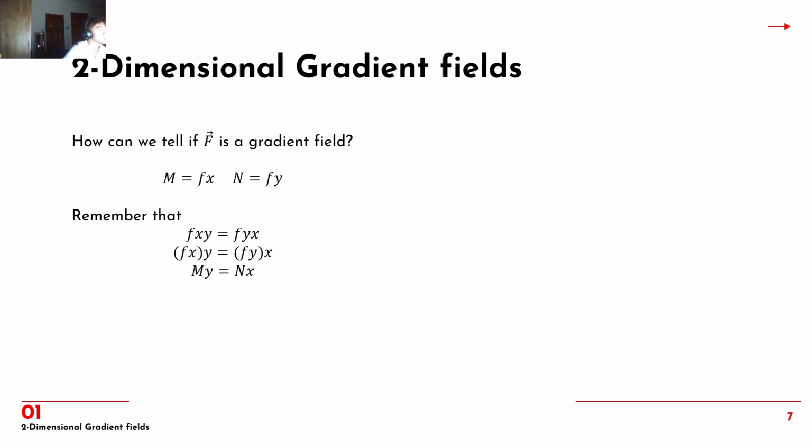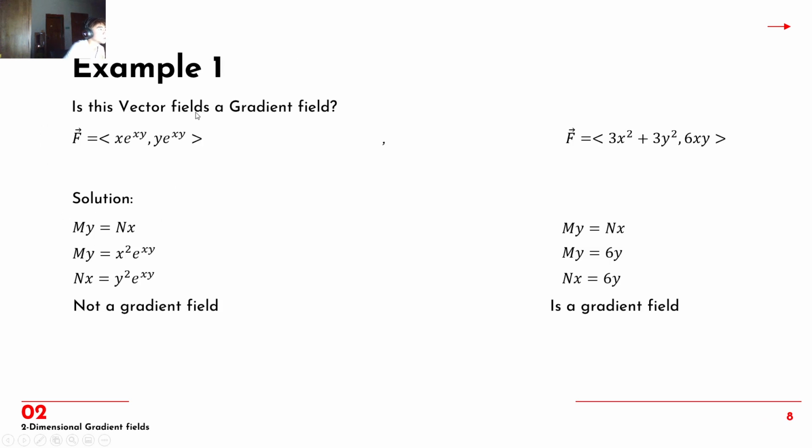So let's take a look at the example. In this vector field, is it a gradient field? To check, M is x e to the power xy and N is y e to the power xy. So we just need to differentiate M with respect to y. We got x squared e to the power of xy. And N we differentiate with respect to x. We got y squared e to the power of xy. So the answers are not the same, so it's not a gradient field.